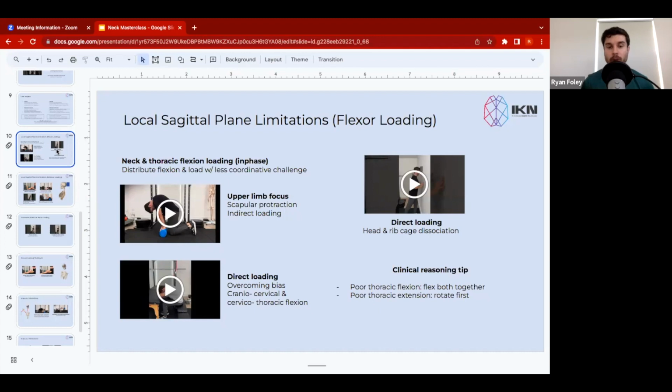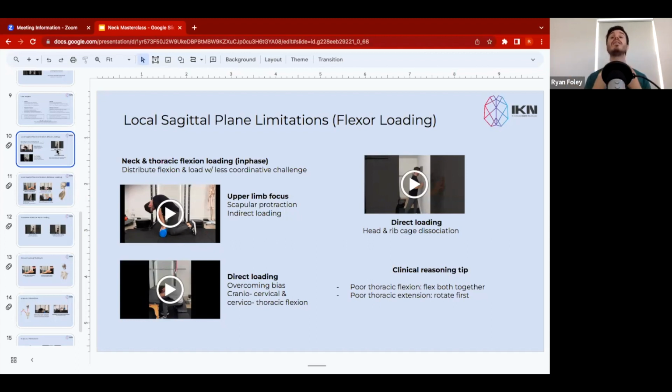Okay, so moving into some local sagittal plane limitations, and we're going to focus on flexor loading here first. Now when we're loading the cervical flexors, we need to consider the interaction between the head and the rib cage and thoracic spine. And again, just a quick note on when we're storing length or eccentric behavior into the anterior tissues, of course, we do want the head to be able to extend, okay? In order to allow for a little bit more extension through the head, we want the thoracic spine to be able to extend as well.